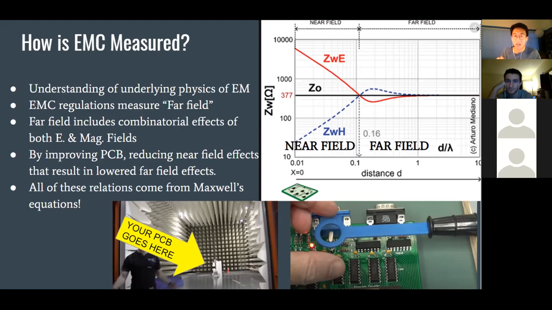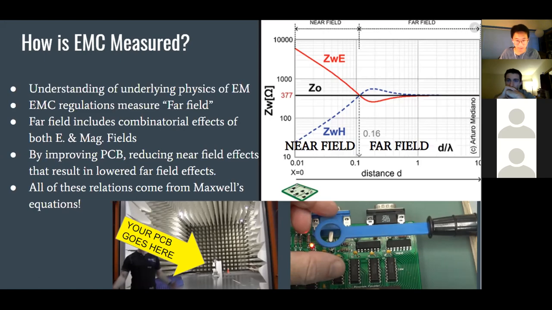And then they'll measure what is called the far field effects of your PCB. You can see in the top graph here, there's a lot of things going on, but all you need to know is that there's near field and far field effects. The X axis is the distance, I think that's in wavelengths, so they convert it to distance. And then the Y axis is impedance of some sort. I think it's the intrinsic impedance of the electromagnetic wave.